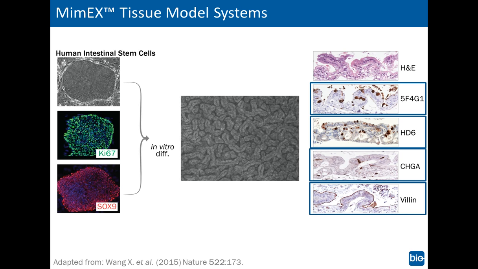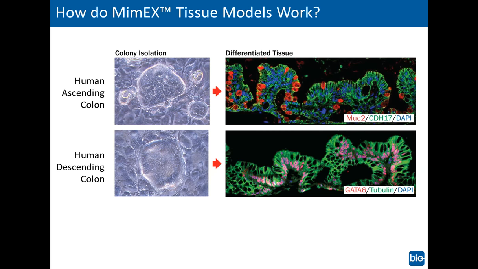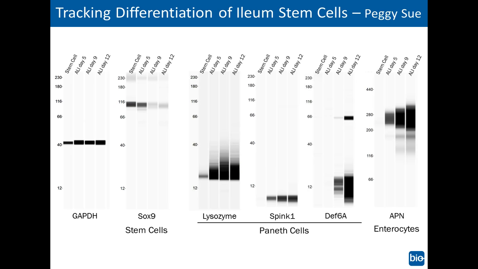And on the right, you see some IHC showing the cell types that you would expect to see in the intestine, such as goblet cells, Paneth cells, enteroendocrine cells, as well as a marker for apical polarity, villin. And here's a couple examples from our lab where we isolated stem cells from human ascending colon and human descending colon, and we're able to differentiate the tissue and got nice markers such as MUC2 positive goblet cells shown in red on the top. The system is robust and can be used essentially on any region of the GI tract.